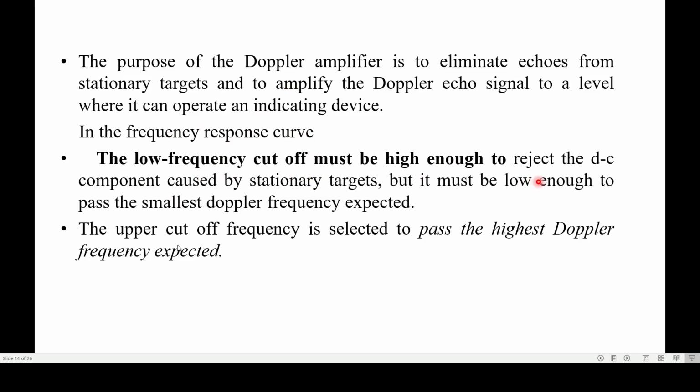And in the case of upper cutoff frequency, the upper cutoff frequency is selected to pass the highest Doppler frequency expected. Okay, so the low frequency cutoff frequency should reject the DC component caused by the stationary target. So these are the two parameters: upper cutoff frequency and lower cutoff frequency.